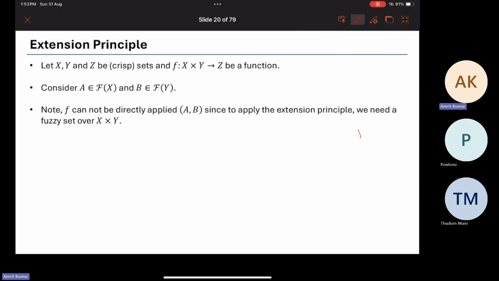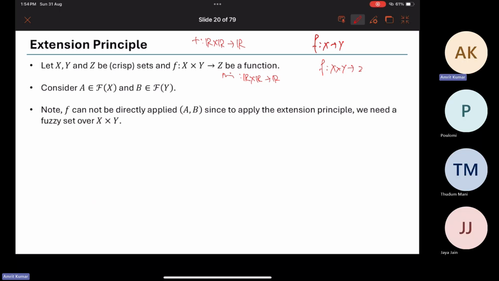And we also saw in the last class that most interesting operations are not from some set X to some set Y, but from the set X cross Y to Z. So our domain is generally made up of two or more sets. For example, plus is an operation from R cross R to R. Minimum is an operation from R cross R to R. So more often than not, the operations we are interested in have a domain that is made up of the Cartesian product of two or more sets. So it is natural to ask, how do we apply the extension principle in such a setting?